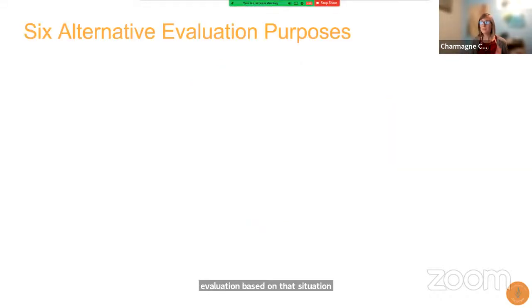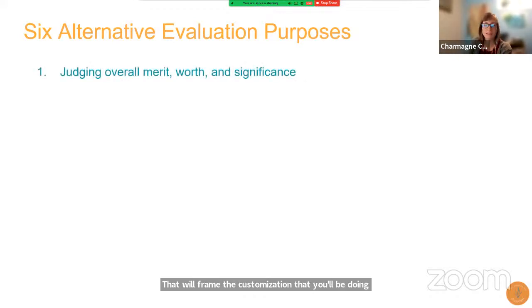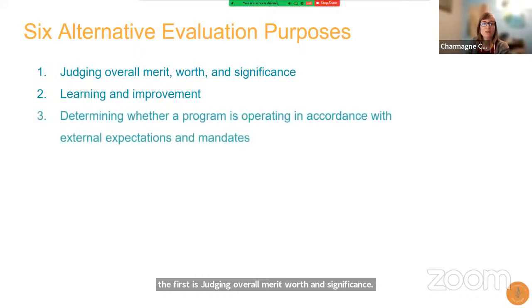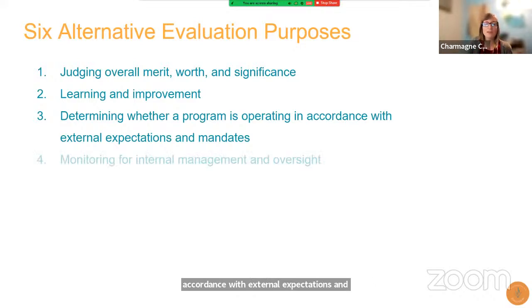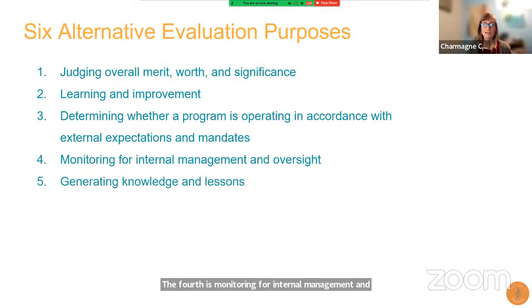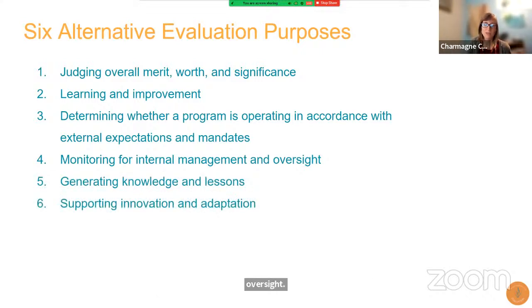And there are 6 purposes that we're going to talk about today that will frame the customization that you'll be doing. The first is judging overall merit, worth, and significance. The second purpose is learning and improvement. The third is determining whether a program is operating in accordance with external expectations and mandates. The fourth is monitoring for internal management and oversight. The fifth is generating knowledge and lessons. And the sixth is supporting innovation and adaptation.